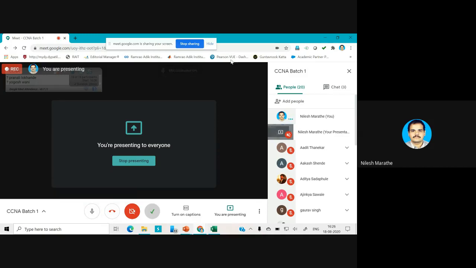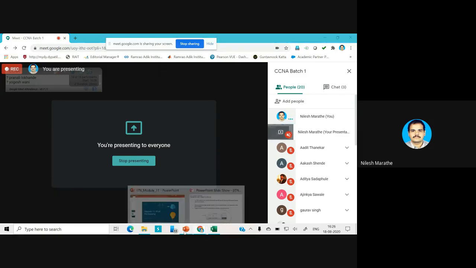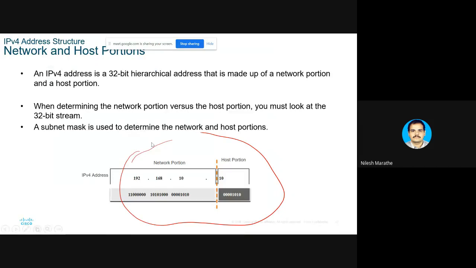Yeah, sorry. Let me start. So a 32-bit IP address: what is the size of each portion? 8-bit. The size of each portion is 8-bit, represented from 2 raised to 0 to 2 raised to 7.